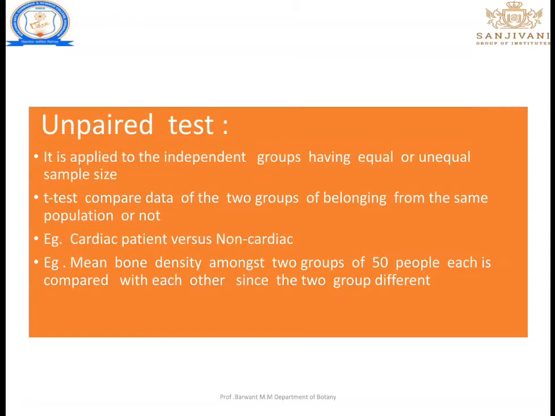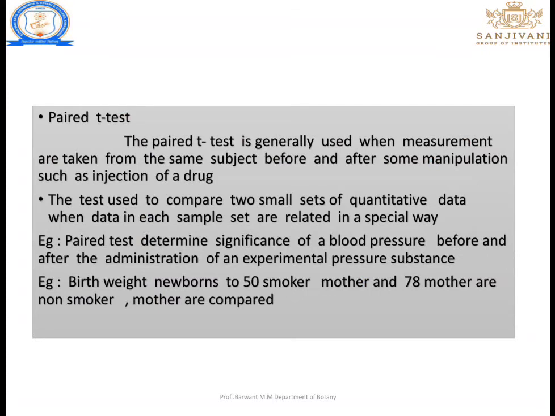It is independent, and it is applied to equal or unequal groups. The t-test can compare two different groups or two same groups. Cardiac patients versus non-cardiac patients: the mean bone density of two groups, 50 people each, is compared, since they are two different groups. That is the unpaired test.